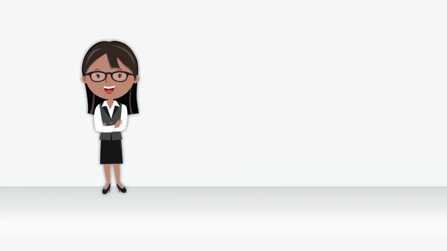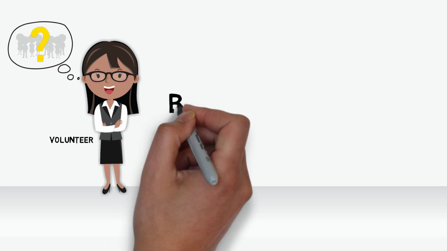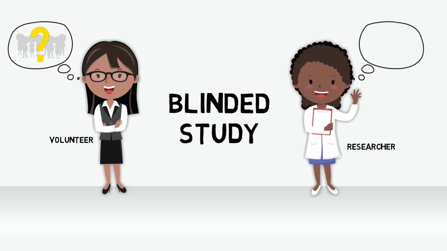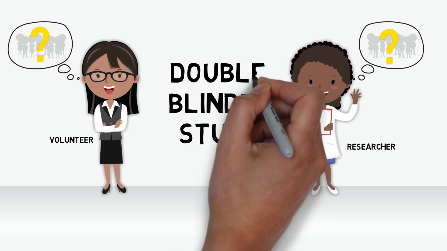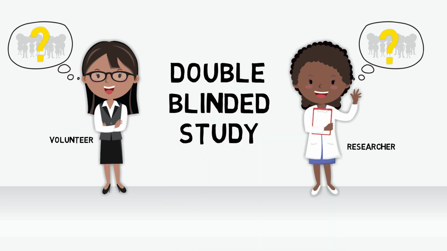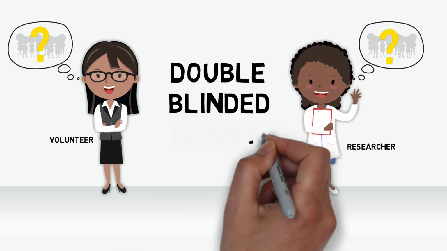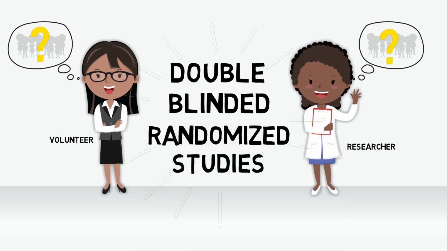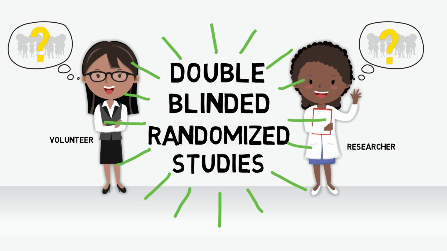Sometimes, researchers take additional steps to avoid unintentionally influencing the results. For example, they may design the study so that volunteers won't know, or are blinded to, which group they are in. Other times, both the researchers and the volunteers don't know which group the volunteers are in. This is called a double-blind study. It ensures that no one can intentionally or unintentionally influence the results. Double-blind randomized studies are one of the best research designs and generally produce the most reliable results.